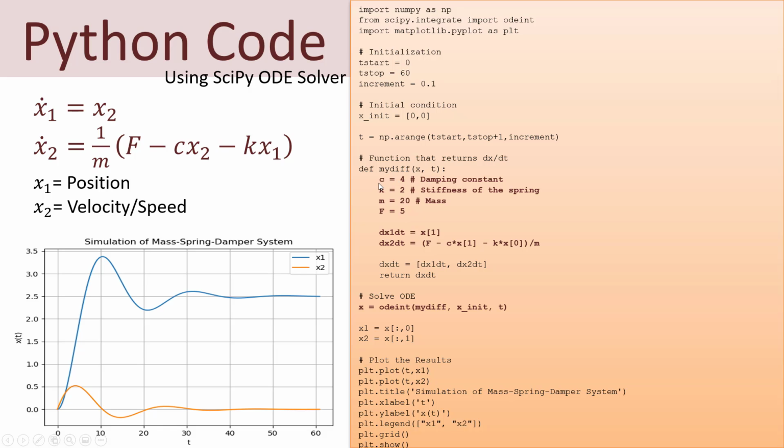And then we define some values for these constants. Damping constant, in this simulation I set it to 4. The stiffness of the spring I set to 2, and the mass I set to 20. And the force applied to the mass I just set to 5. Of course, you can try with other values as well and see what's happening during the simulation.